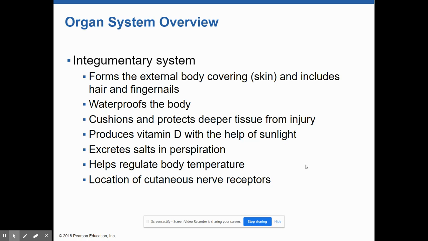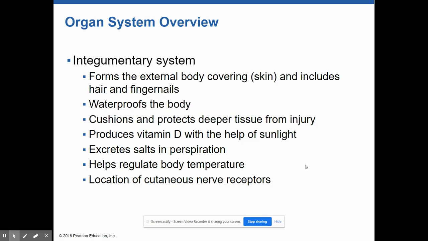The purpose of it is to waterproof the body. It helps cushion and protect deeper tissue from injury. It produces vitamin D with the help of sunlight. It excretes salts and perspiration. It helps regulate your body temperature, and it also is the location of cutaneous nerve receptors.